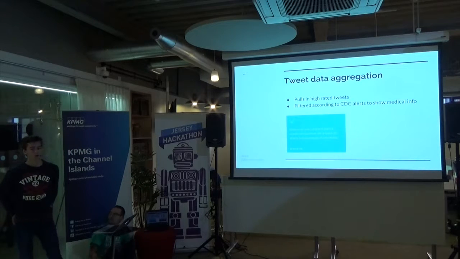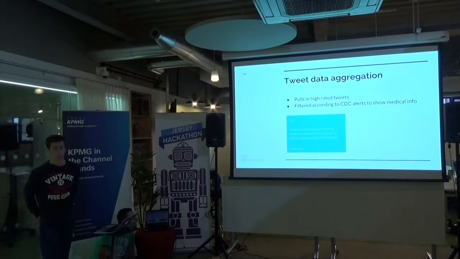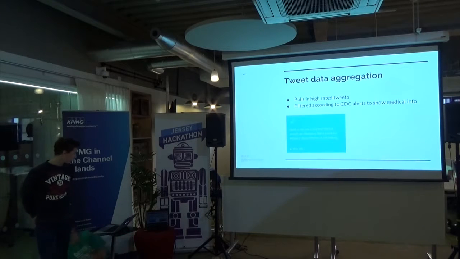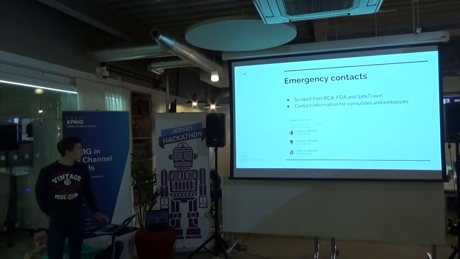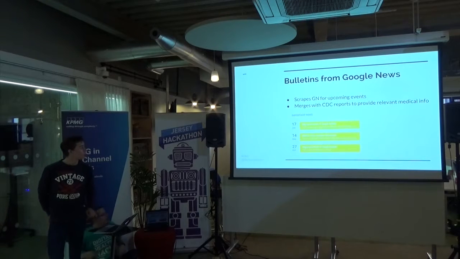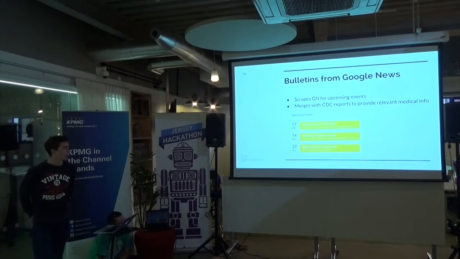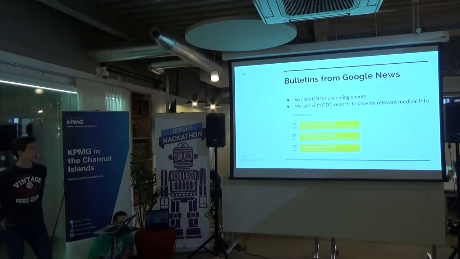It also then pulls in related tweets on particular topics associated with medicine, filtered according to active CDC alerts, to pull in stuff that's specific to that country and to any medical issues at the moment. So this one for Sierra Leone has pulled in Ebola. It also scrapes Google News and pulls in any alerts from Google News and merges these with the CDC reports to provide medical information as well as dates and trending topics for each of these reports.